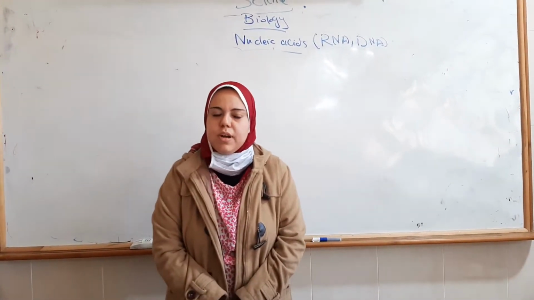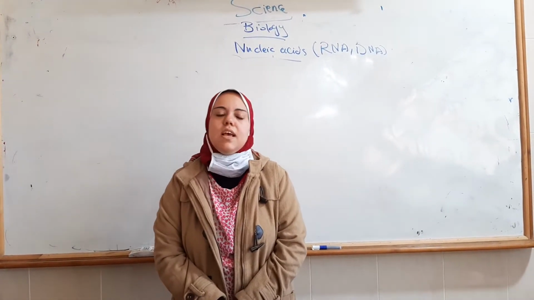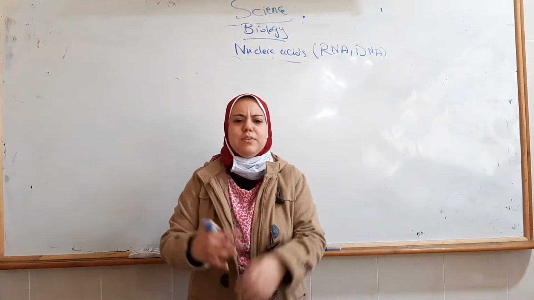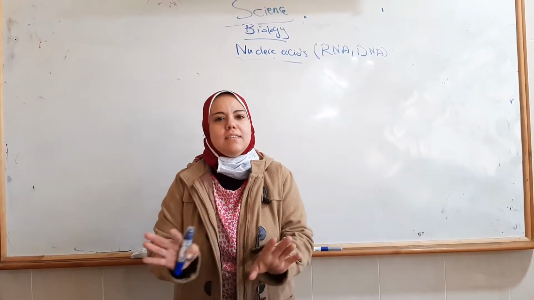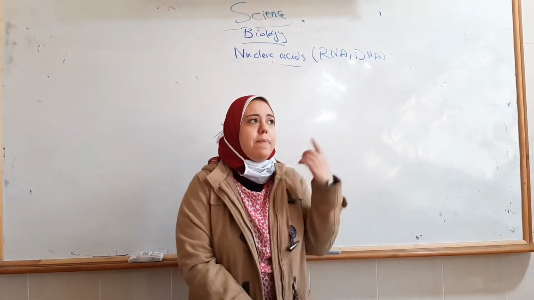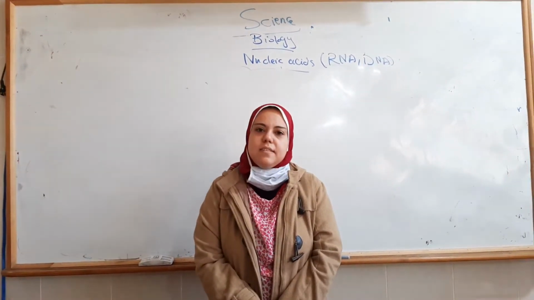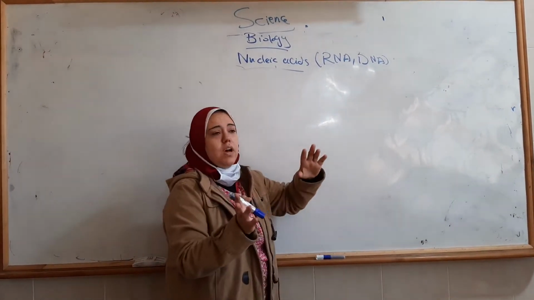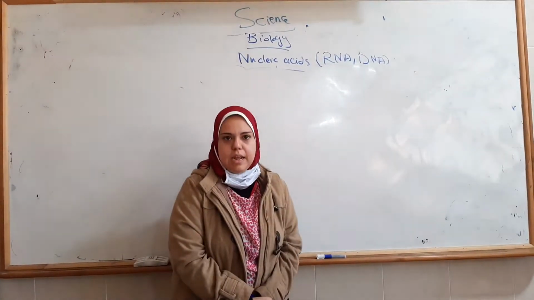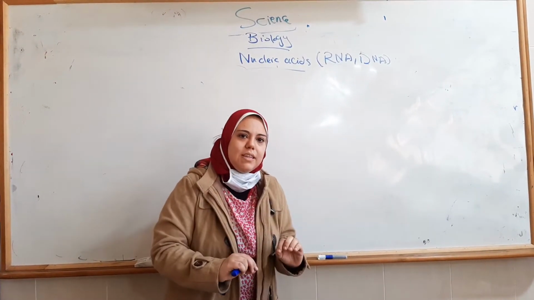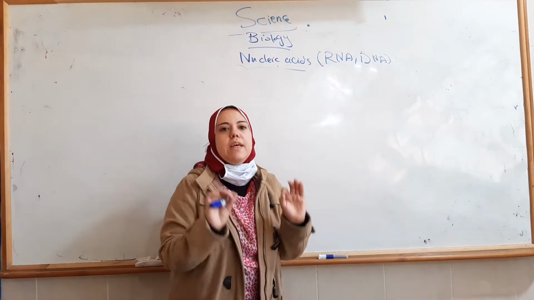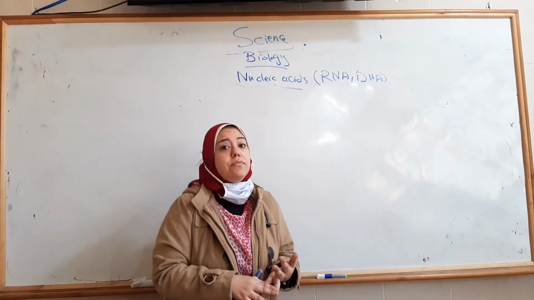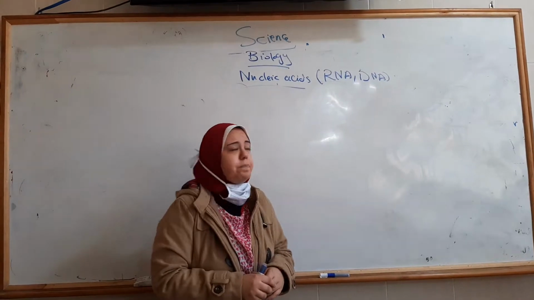Okay, we had before the first lesson about carbohydrates, the second one about proteins, and the third one about lipids. And the last one in macromolecules is about nucleic acids. Nucleic acids, as we said before in the first lesson, have two types, RNA and DNA. So in our lesson today, we will explain the difference between the structure of DNA and RNA and the function of both of them.